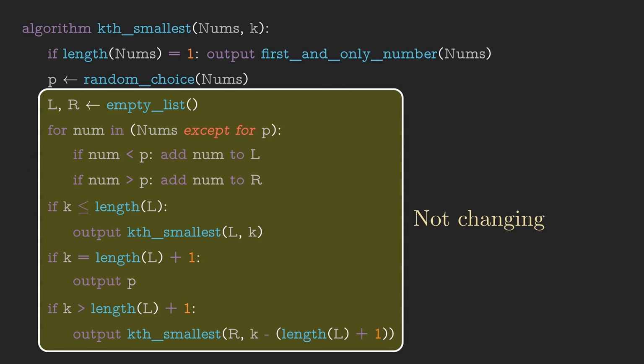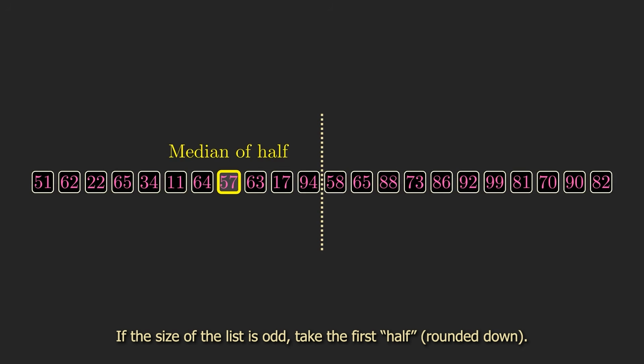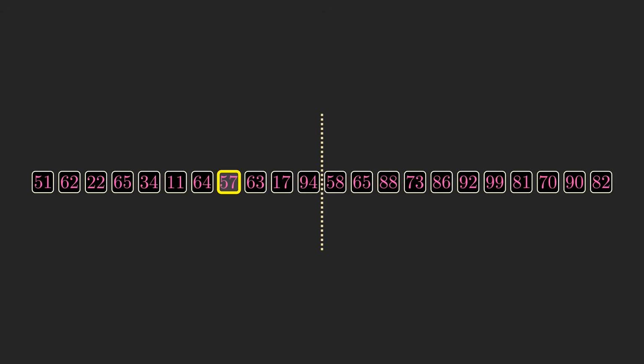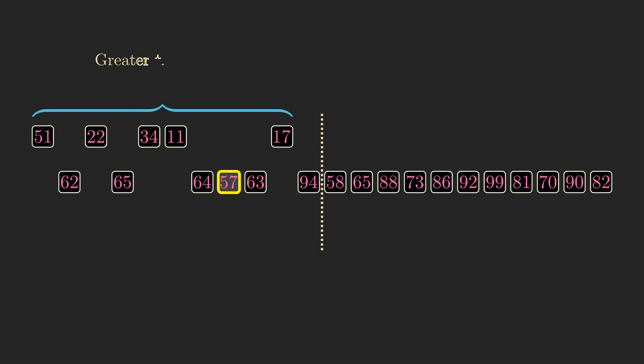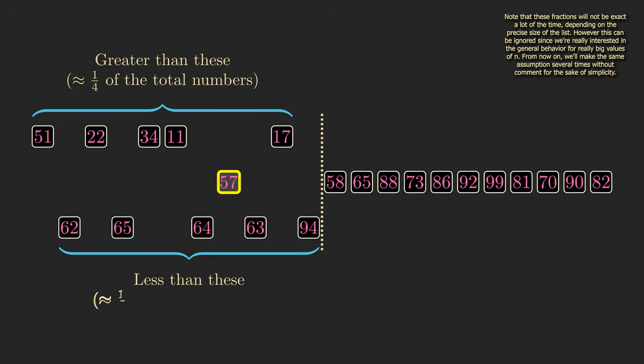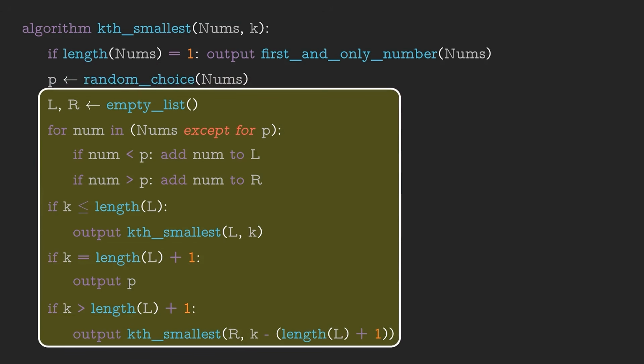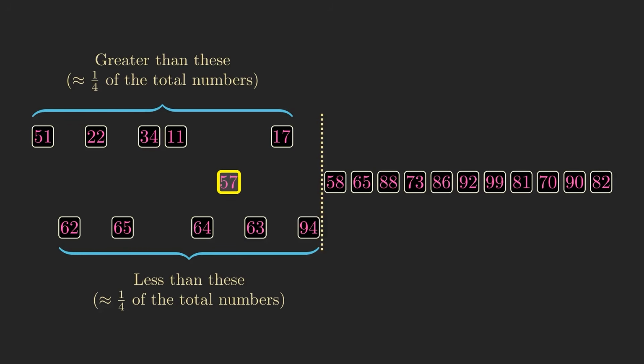So here's an idea. Imagine for a moment if we could use the median of just the first half of the list as the pivot. Not the median of the full list, just half. That median would be greater than half of those numbers, or 1/4 of the total numbers, and also less than half of those numbers, or 1/4 of the total numbers. Now think about what would happen if we did the rest of the Quickselect algorithm, but used this median of half of the numbers as the pivot instead of a random pivot.